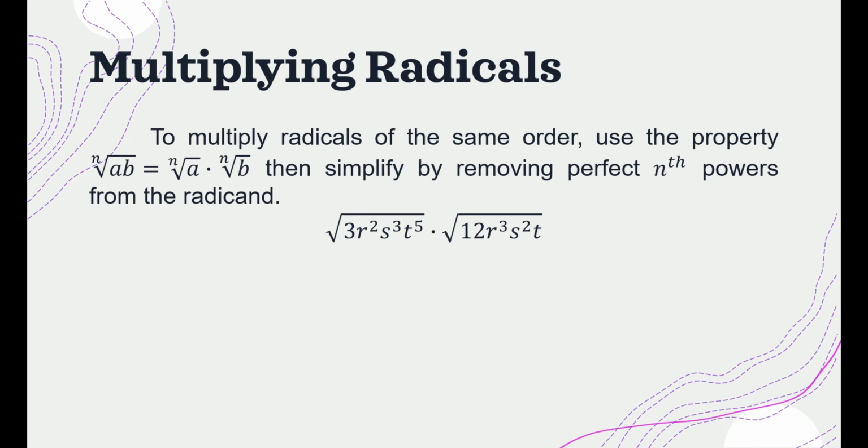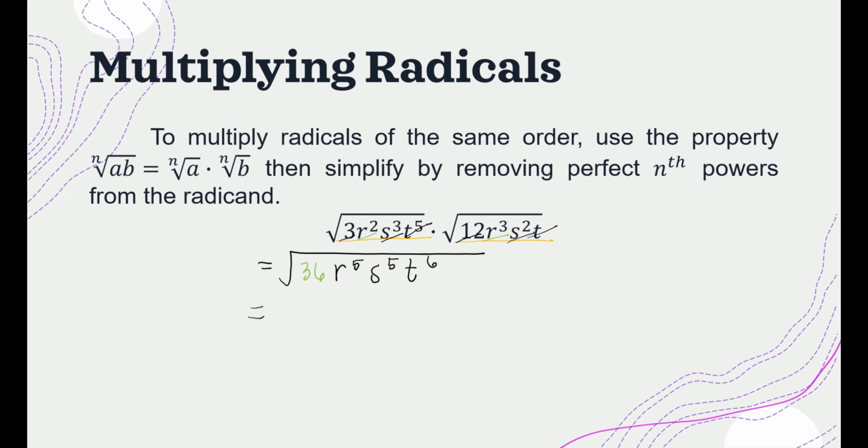s squared t. So the first thing that we have to do is to multiply the whole radicand of the first term by the whole radicand of the second term. Doing so, this expression would be equal to 3 times 12, that is 36. r squared times r cubed is equal to r raised to 5. s cubed times s squared is equal to s raised to 5. t raised to 5 times t is equal to t raised to 6.